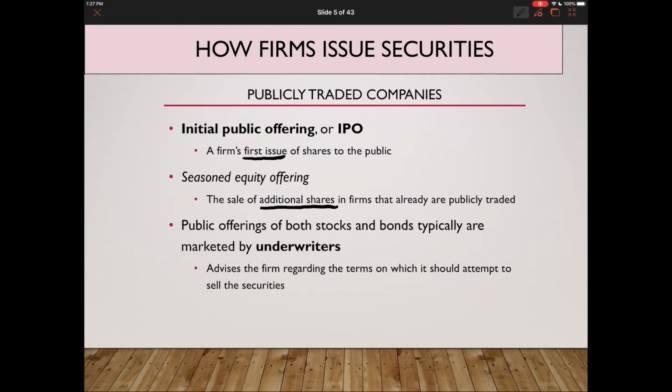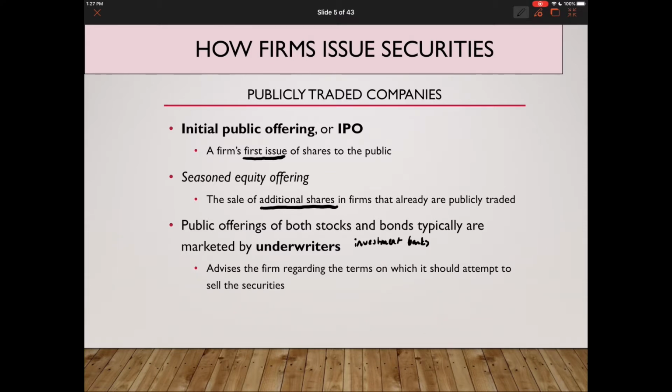Now, these public offerings of both stocks and bonds typically are marketed by underwriters. So underwriters are typically investment banks, such as Morgan Stanley or Goldman Sachs. And what these underwriters do is they often purchase the securities from the issuing company and then resell them to the public. This is what is called a firm commitment underwriting. So firm commitment being that they are bearing the risk of selling the shares. They are buying the shares and then reselling them to the public.